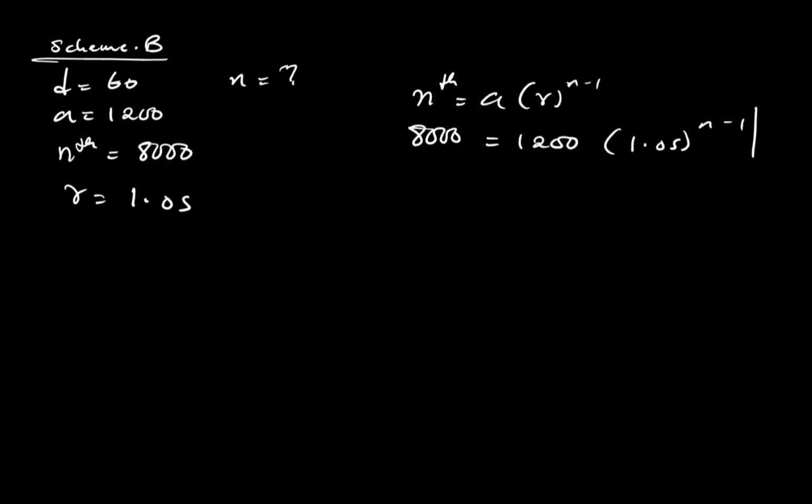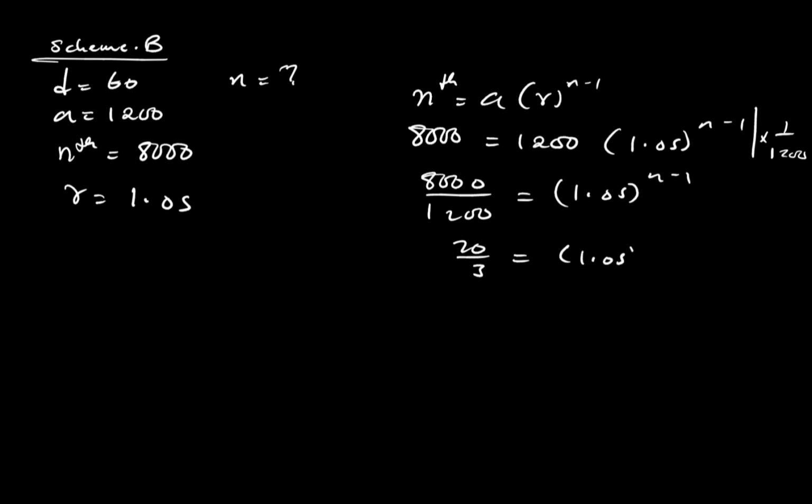We can divide throughout by 1,200 and see what we can get. All right, so what we're going to end up having is that if we say 8,000 divided by 1,200, this side just has 1.05 to the power n minus 1. We can reduce this portion here, and we'll end up having 20 over 3 being equal to 1.05 to the power n minus 1. Now at this point, it's the best time you can apply logs. I hope everybody knows logs. If you don't, you can always check out my playlist on the first year math and try and learn logs so that you can apply these concepts with ease.